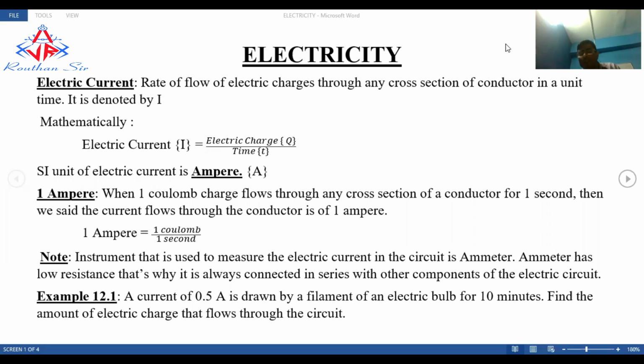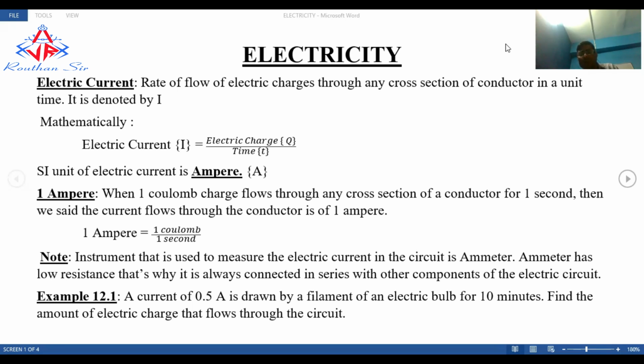Note, the instrument that is used to measure the electric current in a circuit is called an ammeter. An ammeter has a low resistance, that's why it is always connected in series with the components of an electric circuit. One more important thing here is, to detect the electric current in a circuit, we generally use a galvanometer. In our household, we use a tester or a simple circuit.